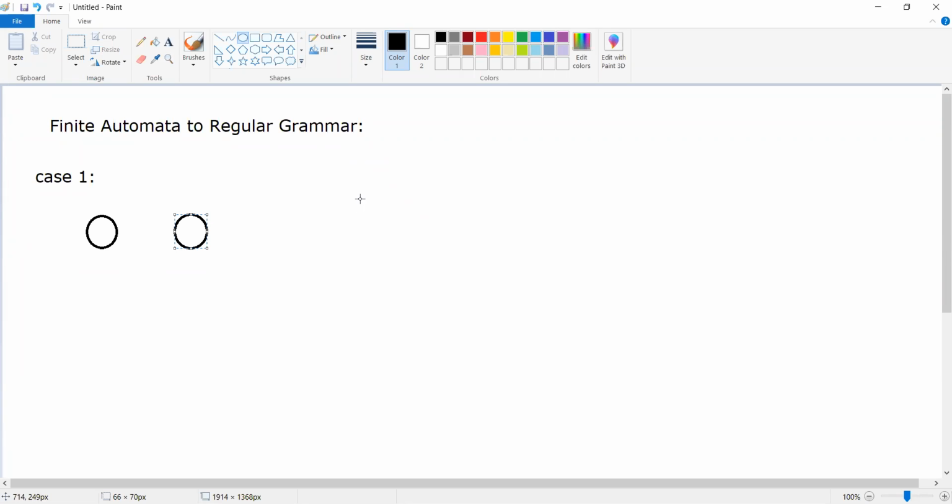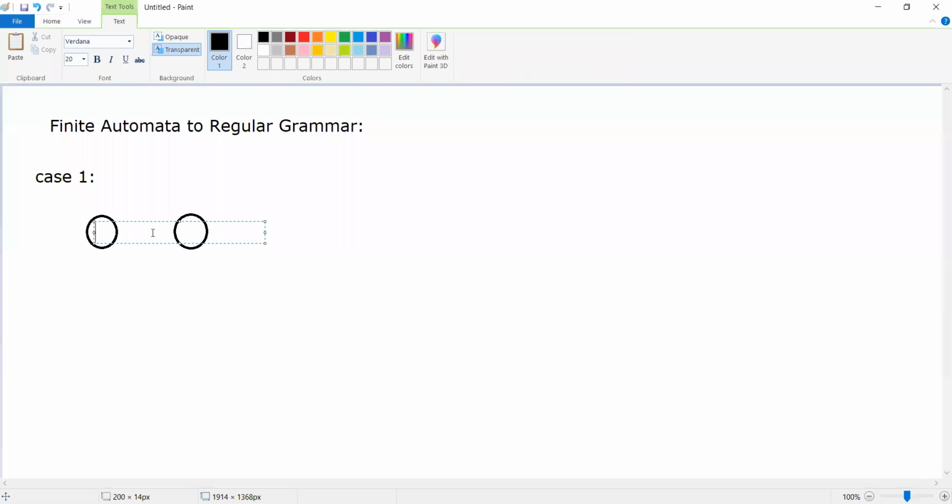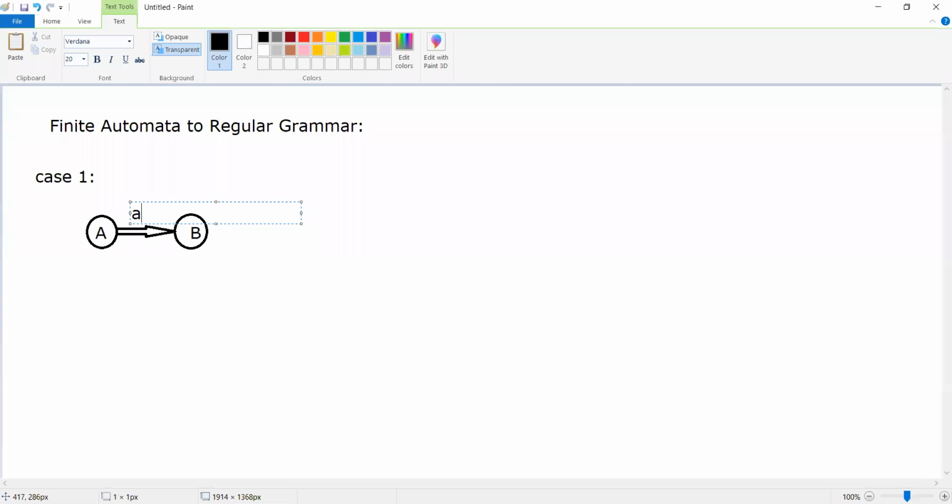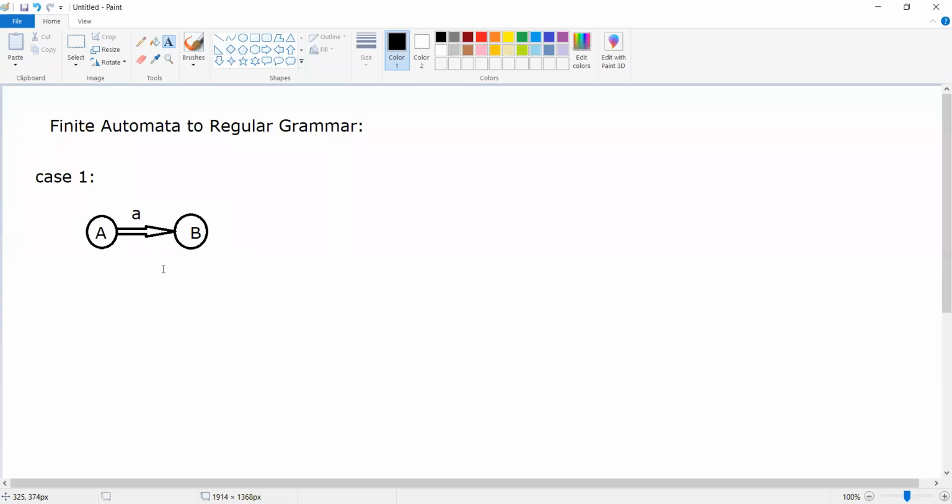Let us assume that we have two states, and the name of this state is capital A and the name of this state is capital B. In between these two states, there is a transition with the help of some input symbol, let us assume small a. Now, what is happening here in case one? We have two states, capital A and capital B, and we have a transition from A to B.